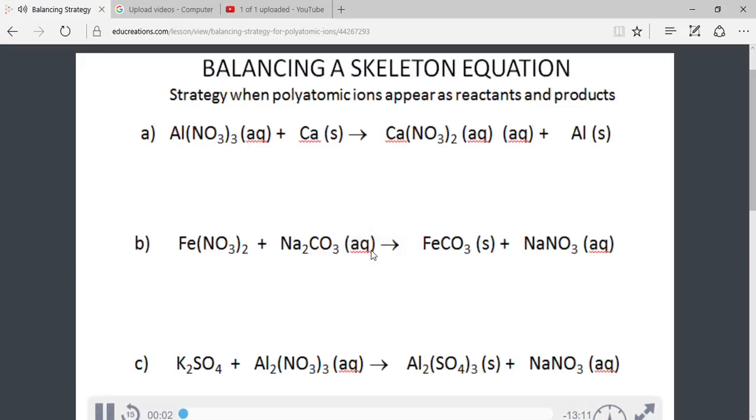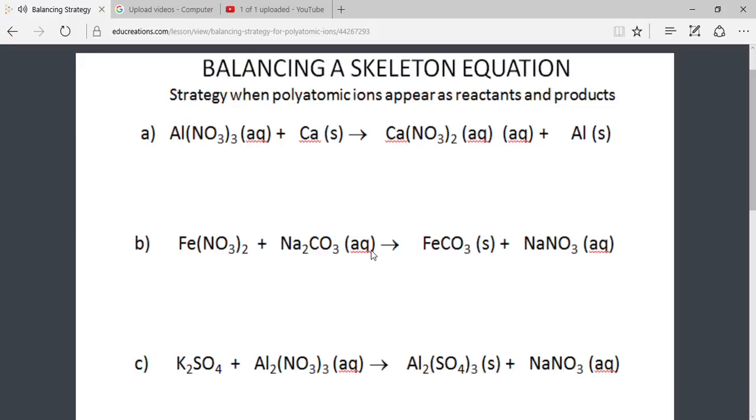Sometimes it can be useful to apply strategies when balancing equations. One strategy that is often overlooked is to recognize polyatomic ions found on both the reactant and product sides of an equation. Let us focus first on example A.